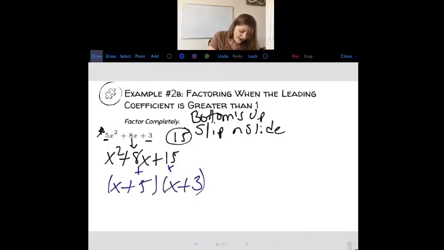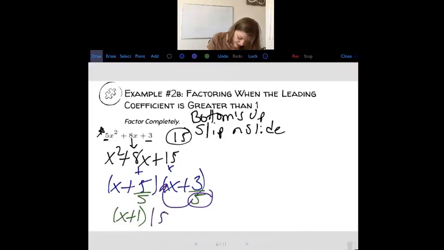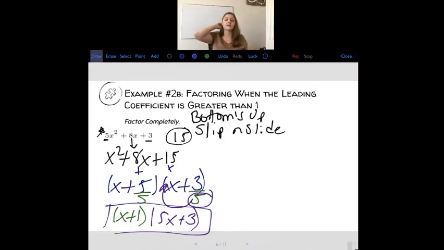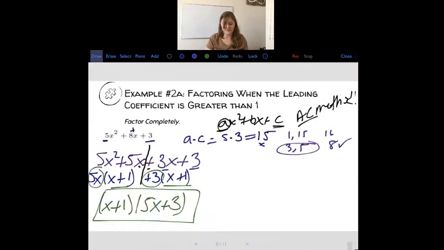Now remember, we dropped the 5, so we're not done yet. That 5 has to come back, and this is where it comes back. You divide each of the numbers in the factors by 5 and reduce as much as possible. For this first one, 5 divided by 5 is 1. The second one, 3 over 5, doesn't reduce, so the 5 comes in front of the x to give us 5x plus 3. So the final answer is x plus 1 times 5x plus 3, same thing we got before. So no matter which way you do this, you should get the same answer.